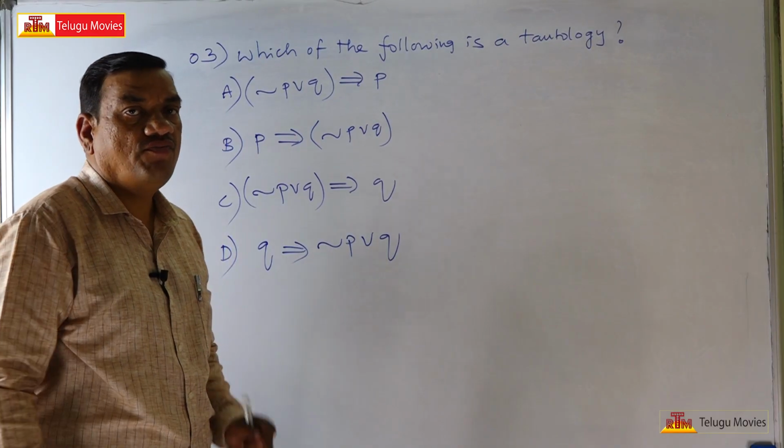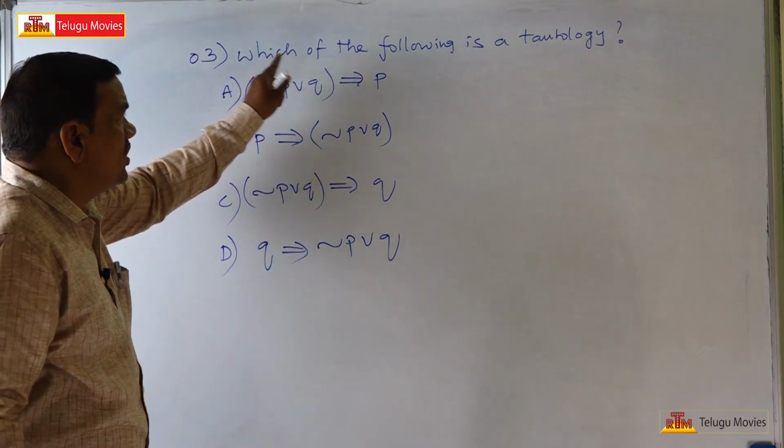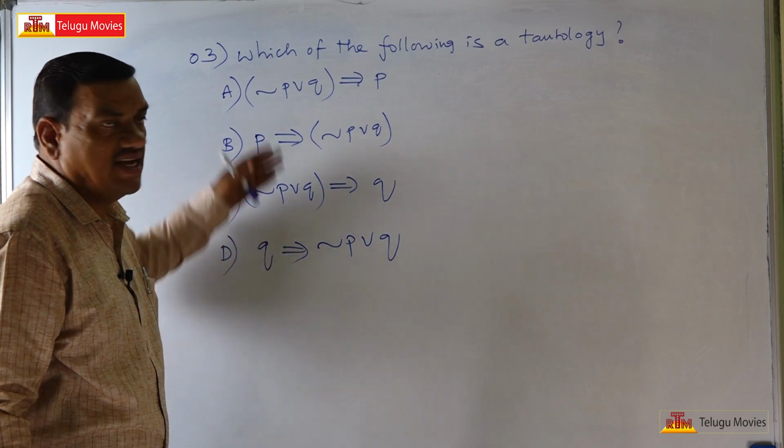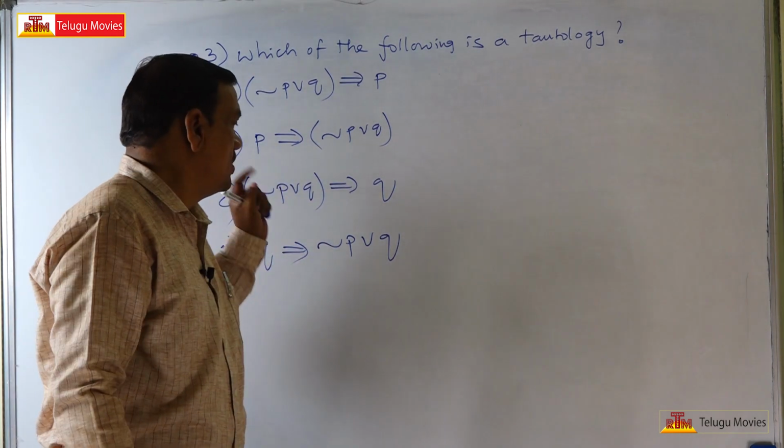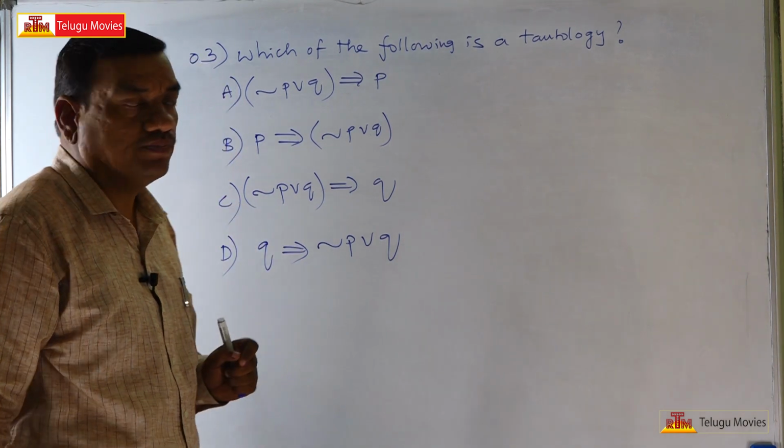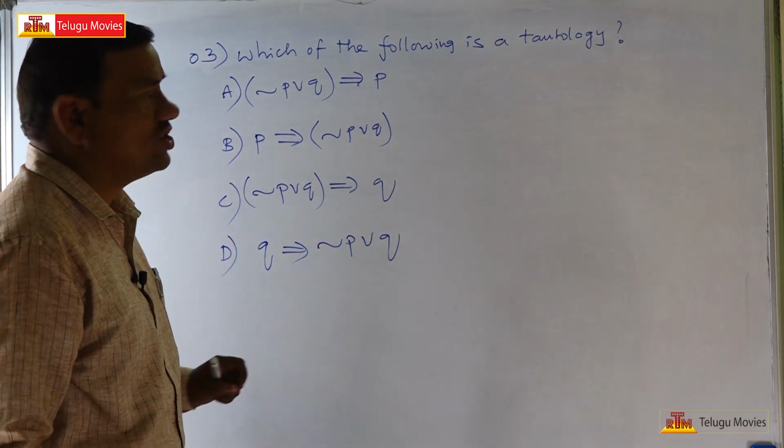Dear students, welcome to the third problem. The third problem is: which of the following is a tautology? Here there are four compound statements with P and Q. Then we have to say which one is a tautology.